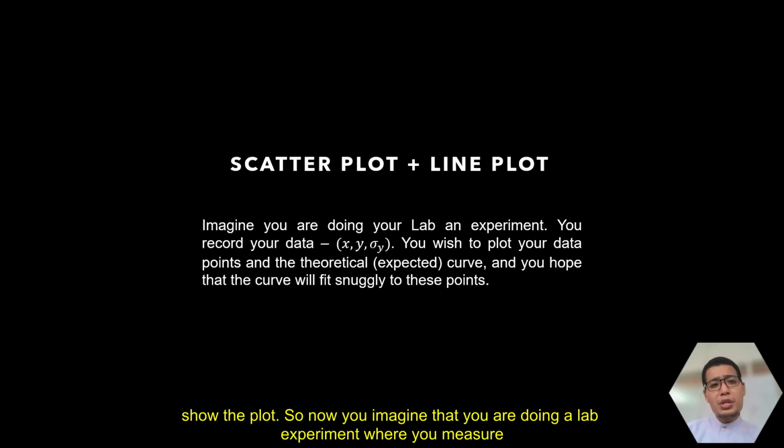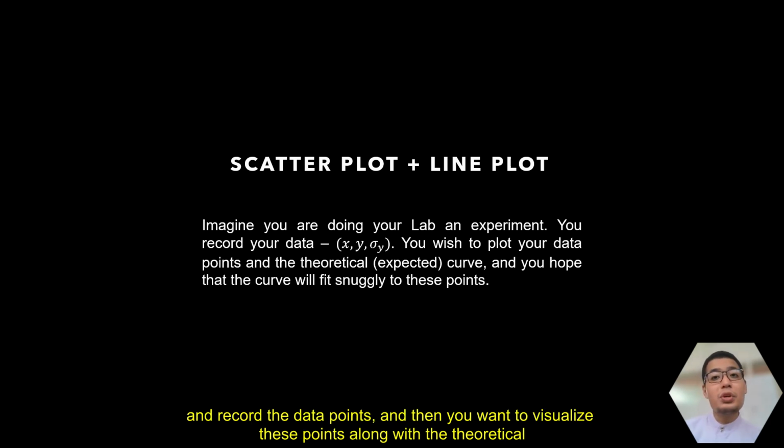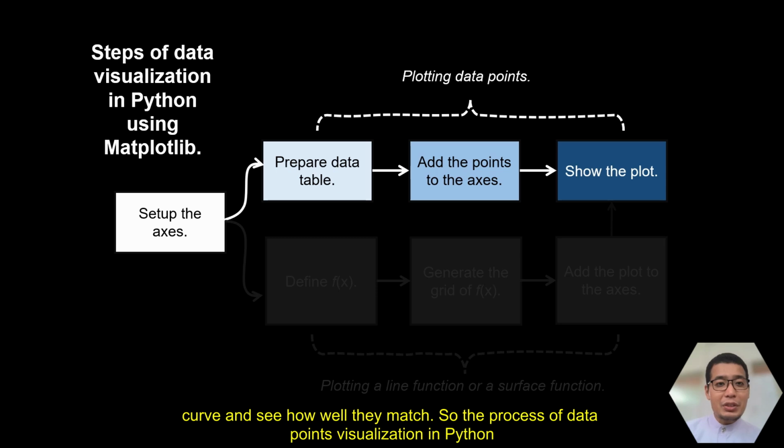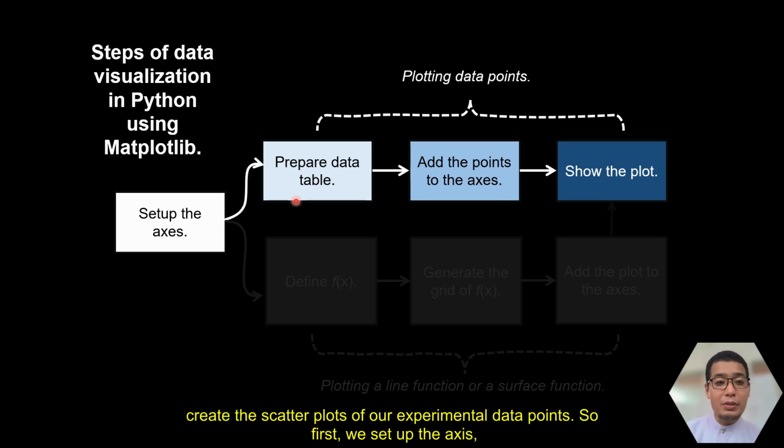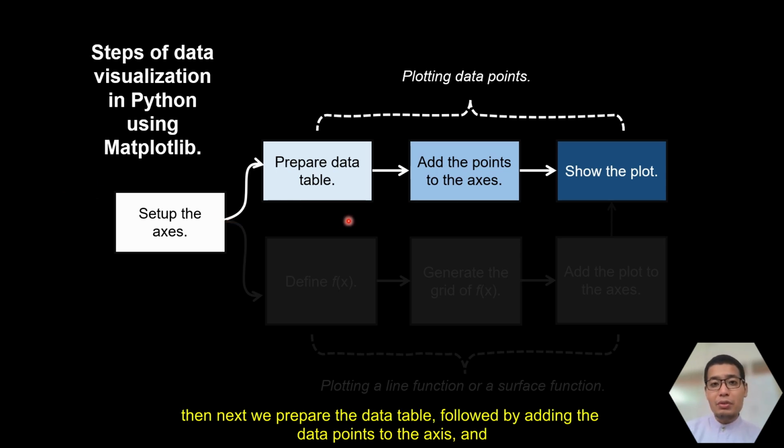Now imagine that you're doing a lab experiment where you measure and record the data points, and then you want to visualize these points along with a theoretical curve and see how well they match. The process of data point visualization in Python by using Matplotlib follows the given approach. Here we follow this particular path to create scatter plots of our experimental data points. First, we set up the axis. Then next, we prepare the data table, followed by adding the data points to the axis, and finally, we display the scatter plot.